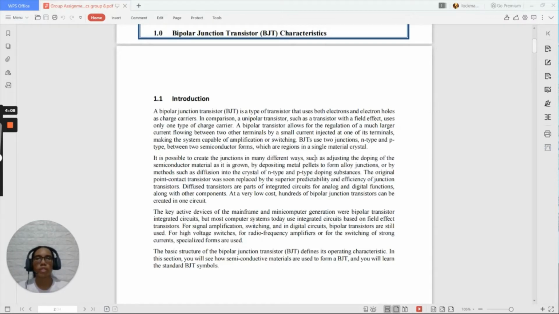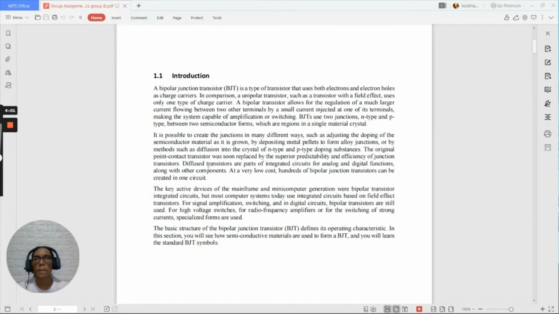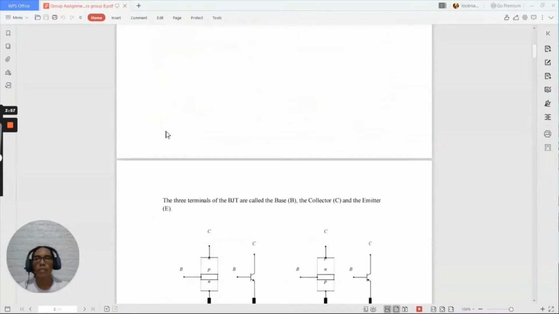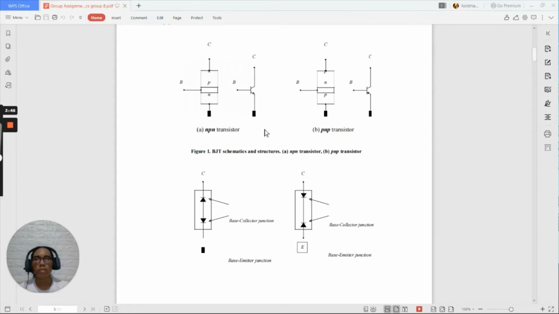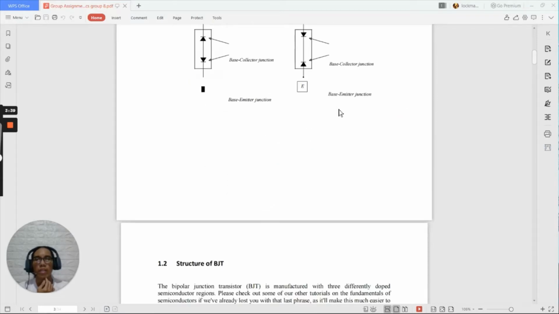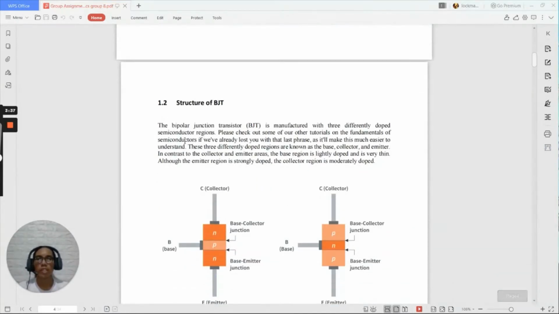BJT uses two junctions, N-type and P-type, between the two semiconductor forms. Each region is a single material crystal. Now see the three terminals of the BJT: first is the base, collector C, and the emitter E. So you can see here, this is the NPN transistor and this is the PNP transistor. Okay, now we move to the structure of BJT.